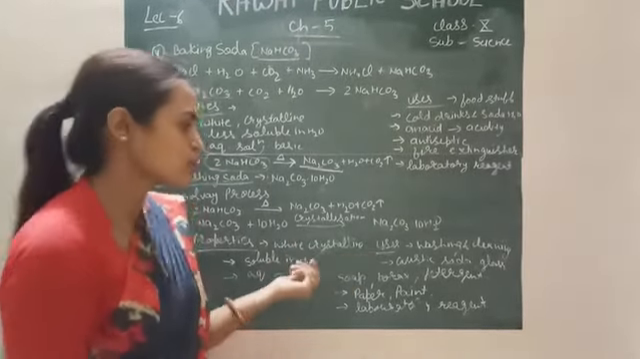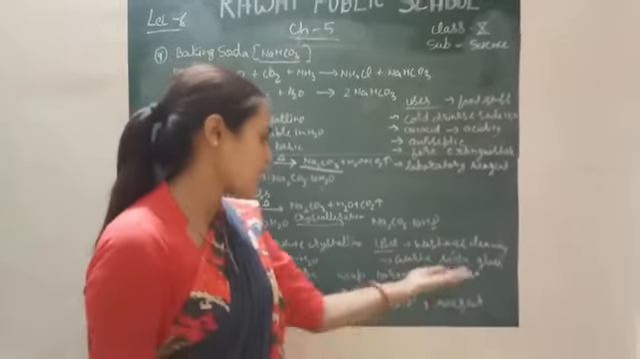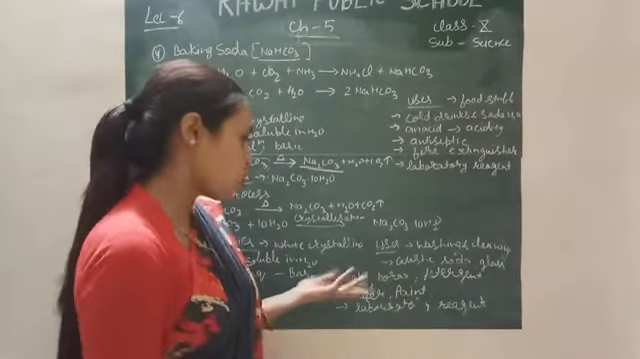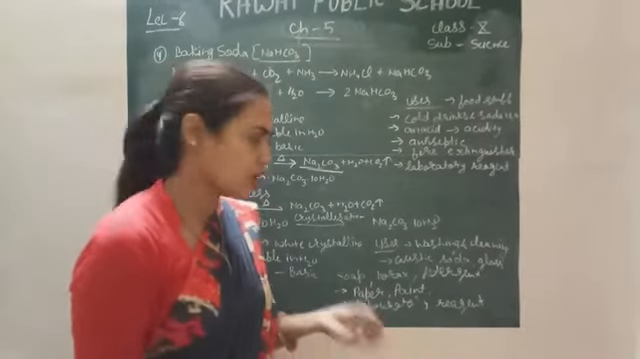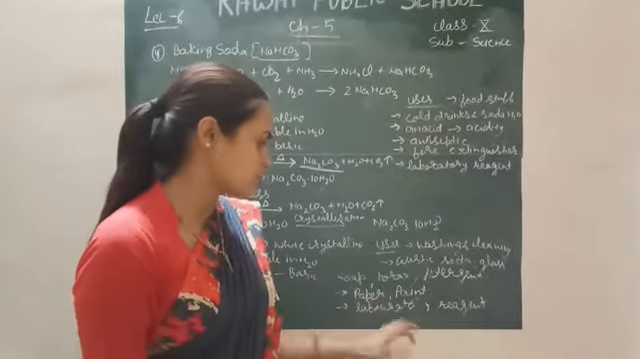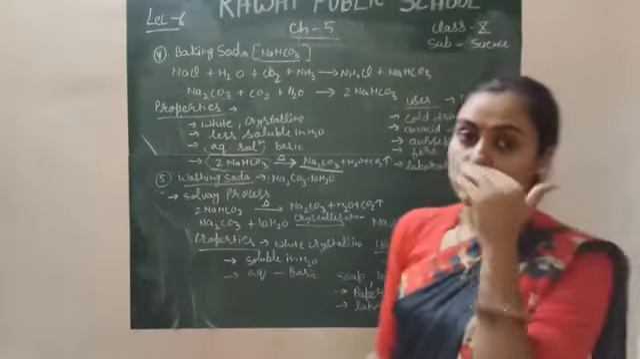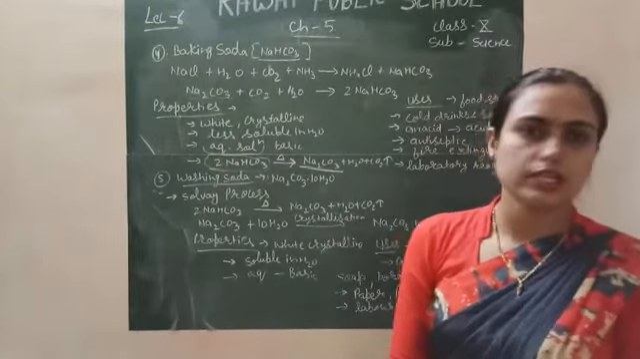Uses of washing soda are washing, cleaning, and making detergent, caustic soda, glass, and borax. So these are the uses in our daily life. It is also used in the paper industry, paint industry, and also in laboratories. So this is all about the chemicals which we use in daily life.